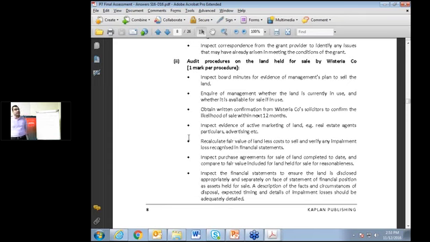All you need to do for part D2 was actually just come up with very short lines, one-liners perhaps, short sentences associated with the procedures. And that could include inspecting the board minutes, inquiring of management whether the land is currently in use, obtaining written confirmation from solicitors, inspecting evidence of active marketing of land, recalculating the fair value of the land less cost to sell, inspecting purchase agreements for sale of land completed to date, and inspecting the financial statements to ensure that the land is disclosed appropriately and separately on the face of the statement of financial position. So presentation and disclosure is also key.